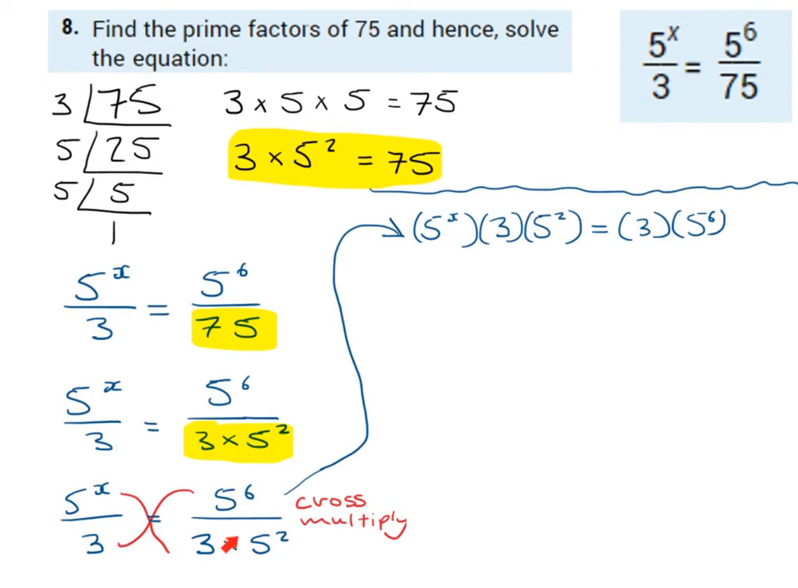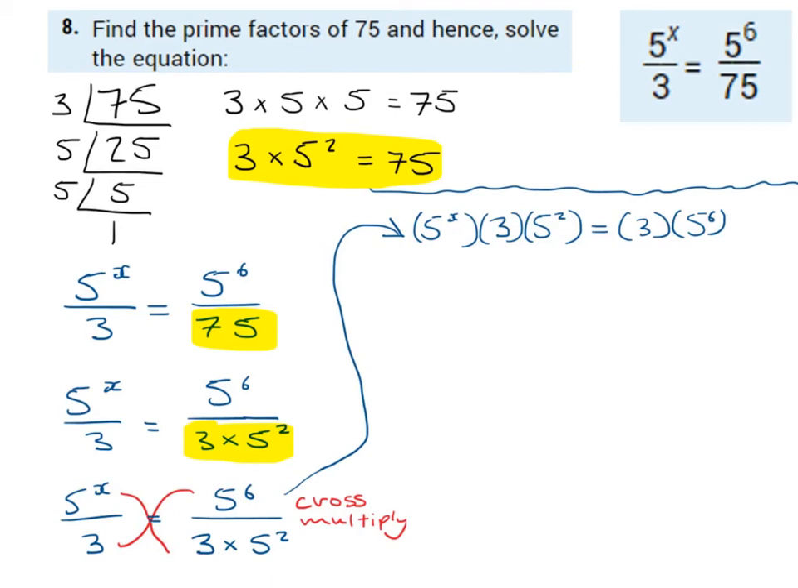Notice that I've gotten rid of my multiplication symbol and I'm now using brackets. So 5 to the power of x multiplied by 3 times 5 squared on the left of the equal sign. And then I have 3 times 5 to the power of 6 on the right of the equal sign. And it doesn't matter which way you put it. So it can be 3 times 5 to the power of 6, or you can have 5 to the power of 6 times 3. It does not matter which way you put it.